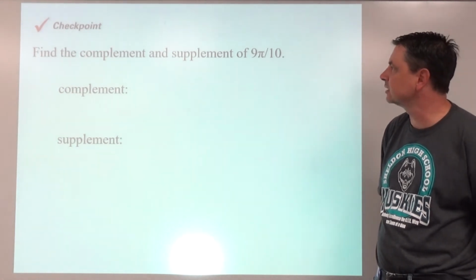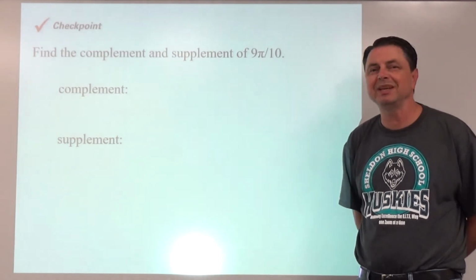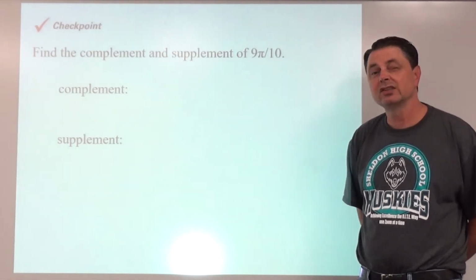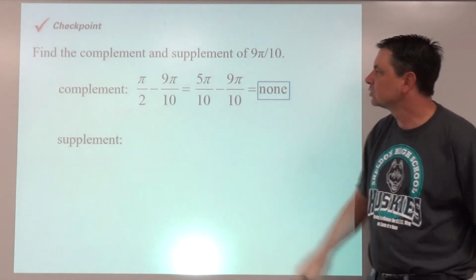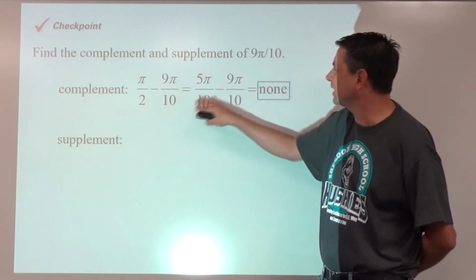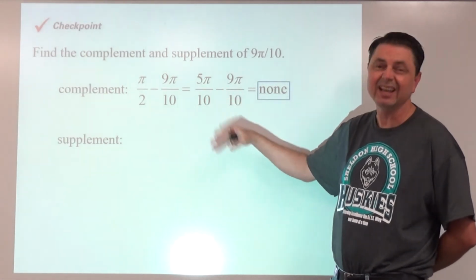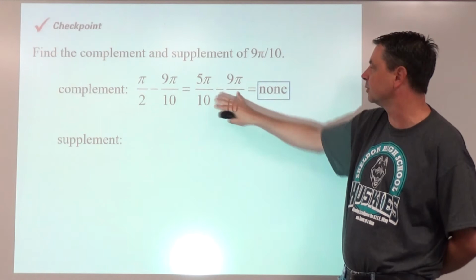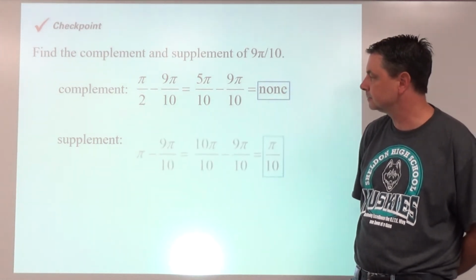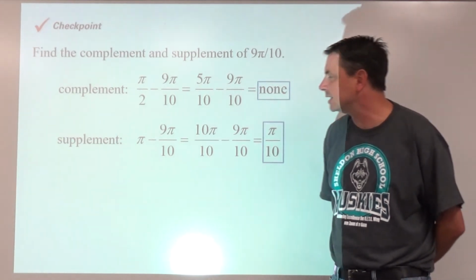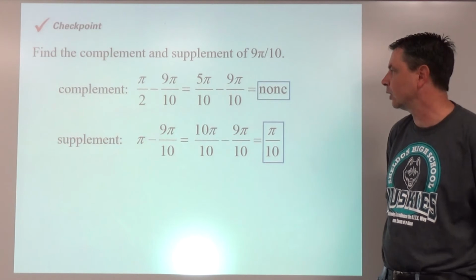I think the complement's a little bit tricky. Complements and supplements do need to be physical angles, so they're only allowed to be positive. So which is why for the complement, we would get a negative angle there, which is not possible for a complement. It's possible for an angle, but not for a complement, so it doesn't have one. But it does have a supplement. Pi minus 9 pi over 10 is 1 pi over 10, and that's our supplement.